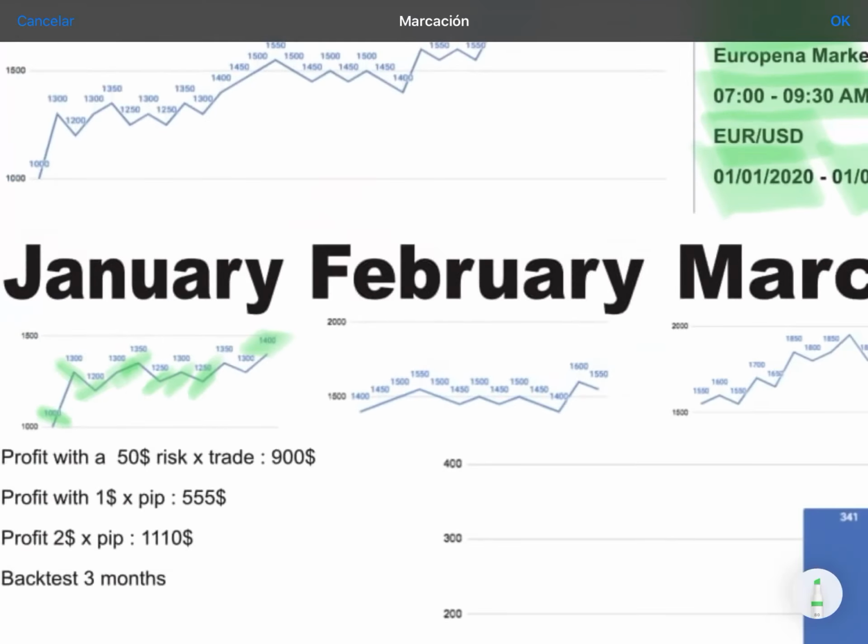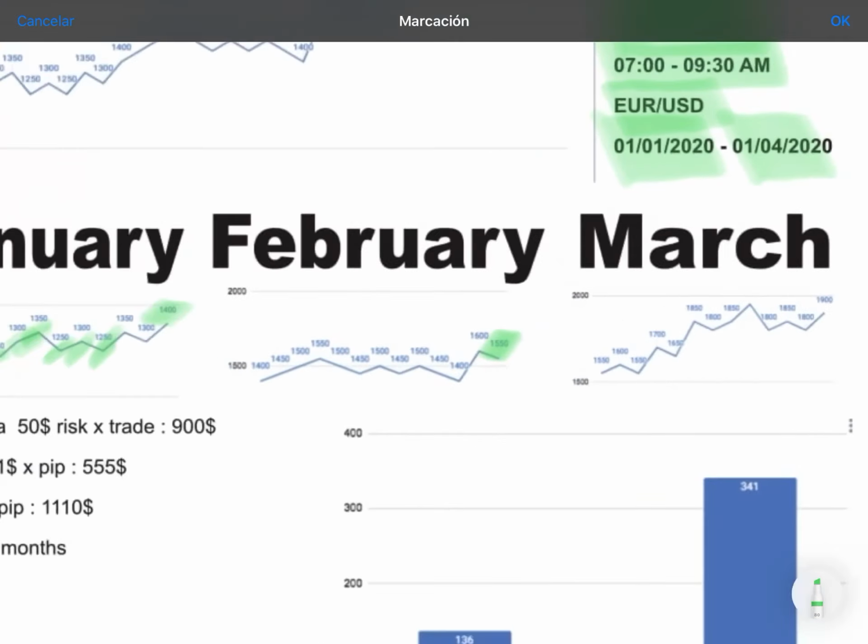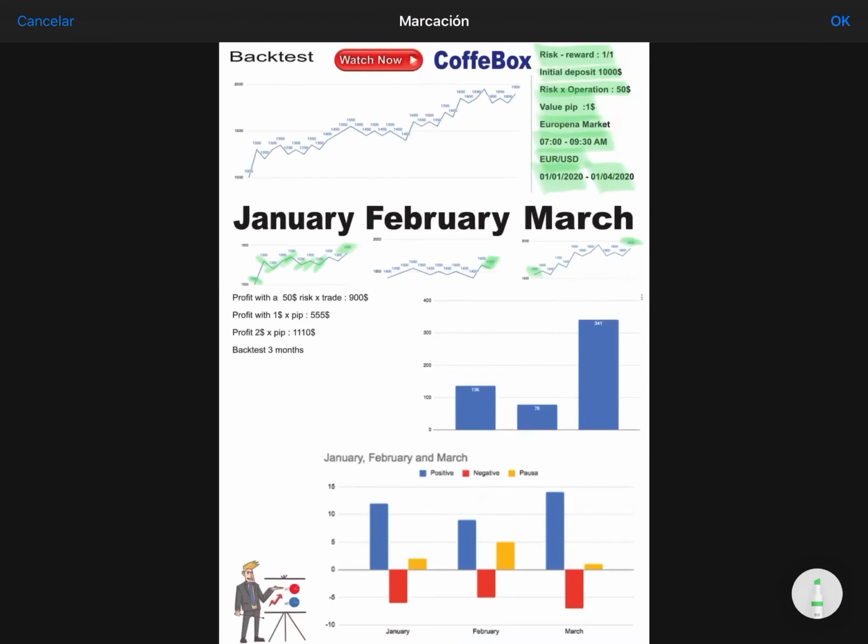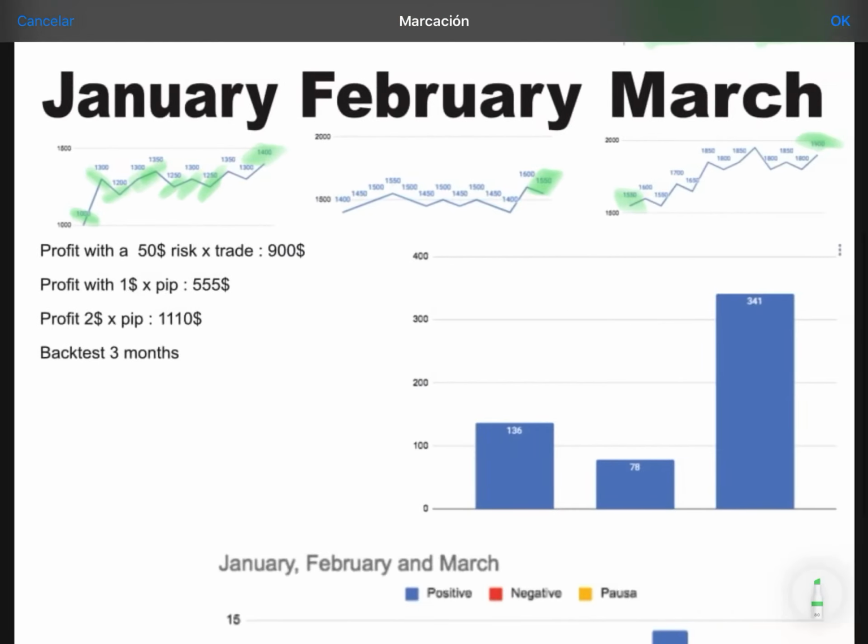February, we start with $1,400 and finish with $1,550. So we made a profit of $150 in the month of February. And the last one is March, where we start with $1,550 and end up with $1,900 at the end of March. So really a great beginning of the year. If we use $50 per trade, we will make $900 in 3 months. It means we almost doubled our account in 3 months.